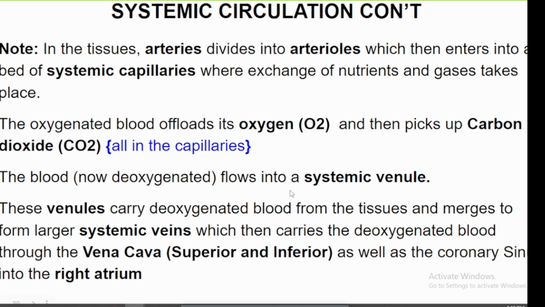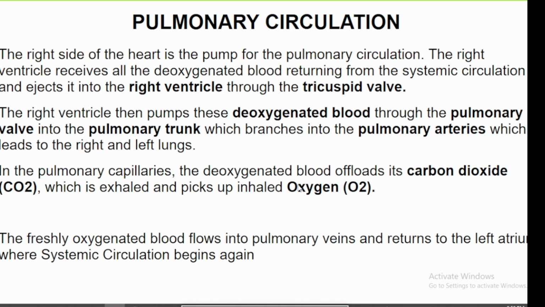Great. So now let's move on to pulmonary circulation. Don't worry guys, we will soon end. We are almost at the end of our slide. So the right side of the heart is the pump for the pulmonary circulation. The right ventricle receives all the deoxygenated blood.